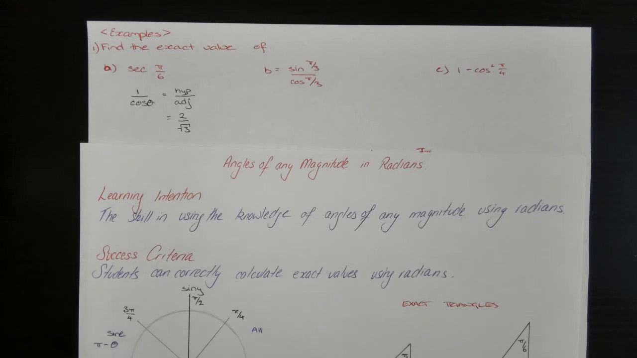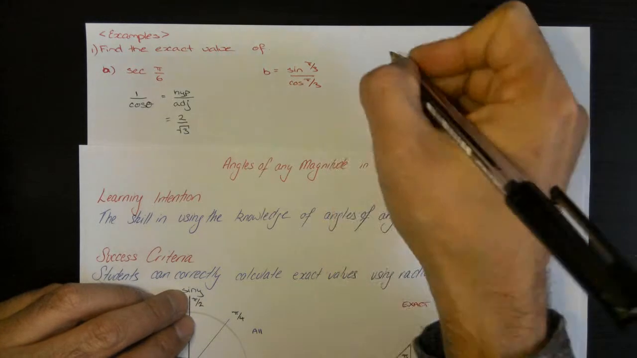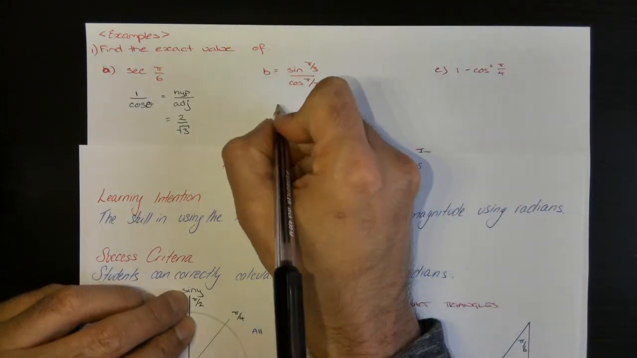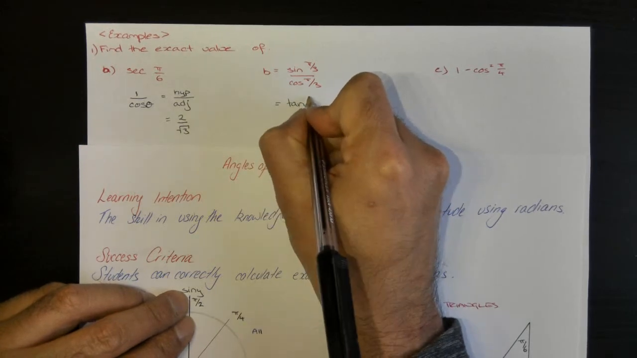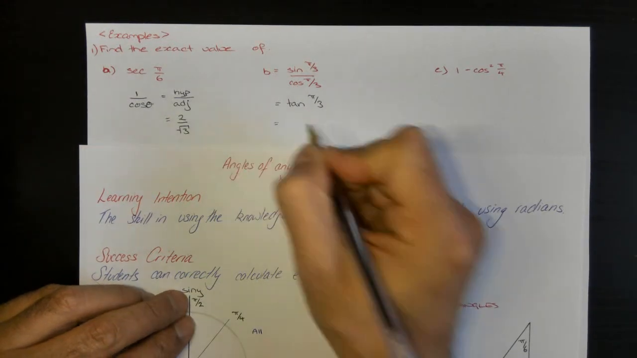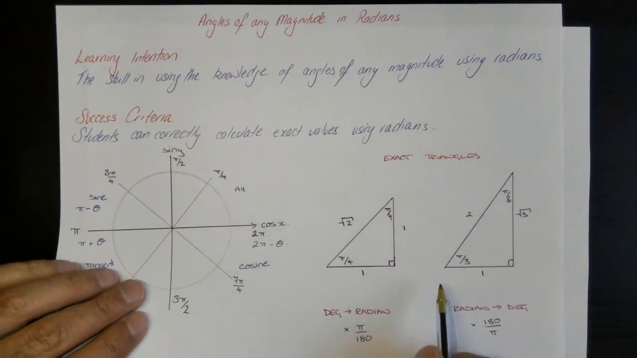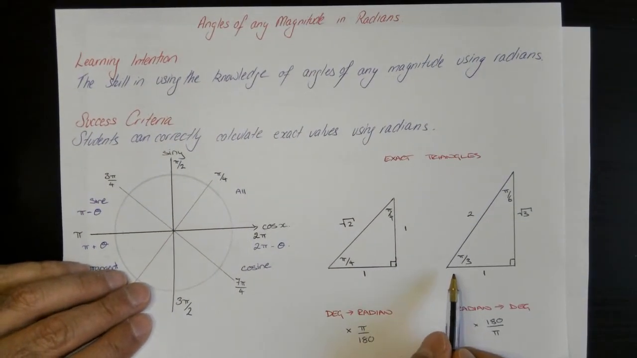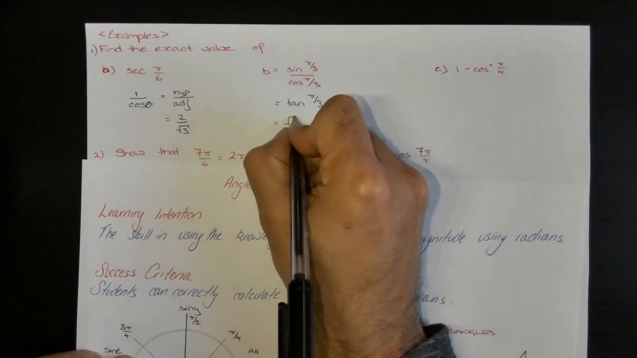Okay, so our next example, we have sine of pi over 3 over cos pi over 3. Well, one of the identities, if you have sine theta over cos theta, that's equal to tan theta. And at the moment, theta is pi on 3. Okay, so looking back at our exact triangles, we want tan of pi on 3, so we want opposite over adjacent, so that's square root 3 over 1. So the solution will be square root 3.